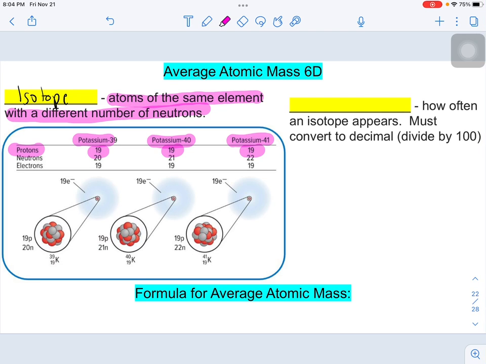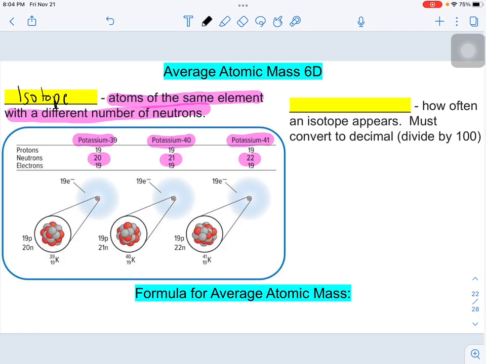But let's pay attention to the number of neutrons, guys. This potassium atom has 20 neutrons, the other one has 21, and the last one has 22. So that's what an isotope is. We can have atoms of the same element, but they have a different number of neutrons.